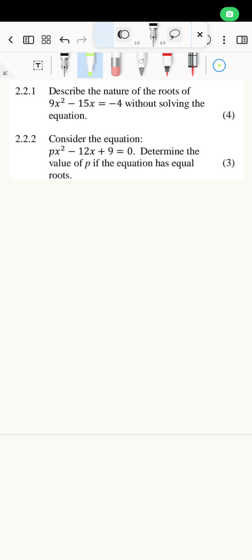This was your question. Let's get straight into it. Describe the nature of the roots of this function. All you want to do is find out: one root, two roots, no roots. Okay, that's all you want to do. You don't want to know what the roots are. You just want to know what kind of roots.